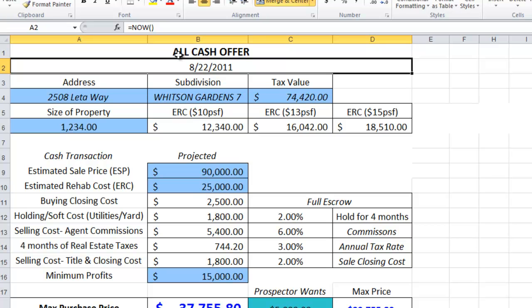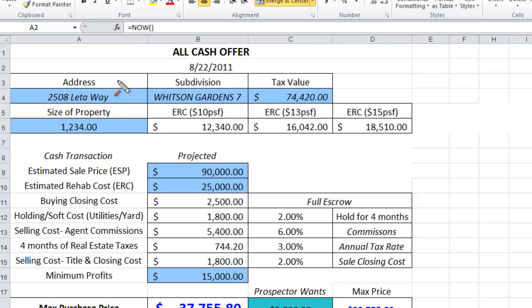You start out, the date is auto-populated. You add the address, subdivision, tax value, and square footage of the property. These fields where it says ERC will auto-populate for you. You need to put in the estimated sales price, which is the average sales price of the subdivision, basically the average dollar per square foot times your square footage, and then the ERC number that you're going to use.